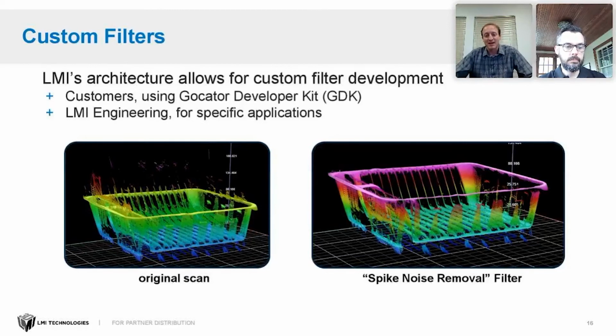And two examples of that here: something we did for a customer, called a spike noise removal filter, which removes interior noise that might occur due to reflection. You can see on the right, the lower right, the image looks a lot better if you're doing dimensioning. That's a much better image to work with than the image in the lower left, and that's made possible through using this spike noise removal filter.